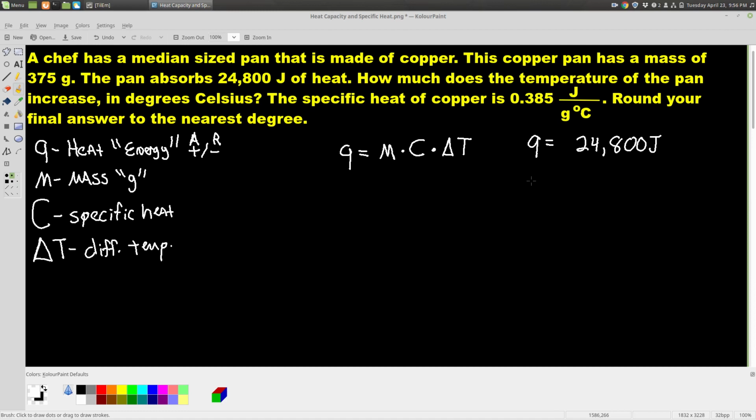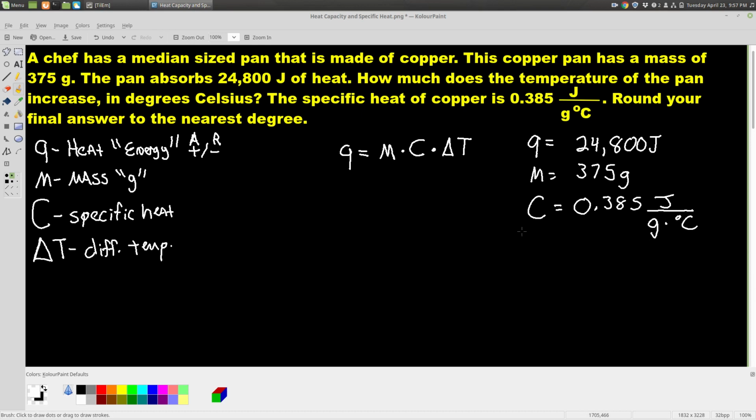As we read, our mass is 375 grams. Our specific heat was given to us. Our C was 0.385 joules per gram times degrees Celsius.